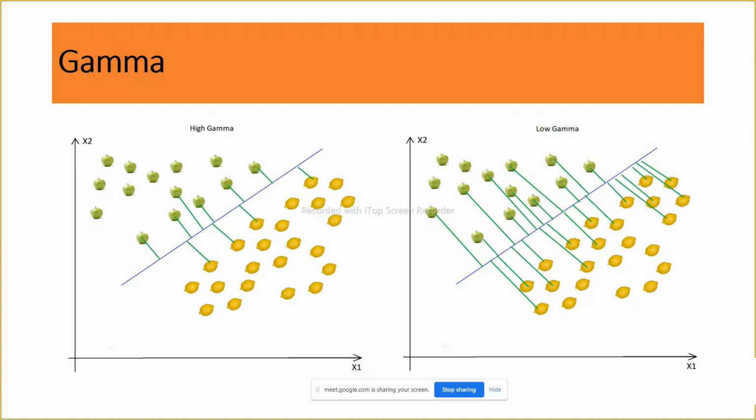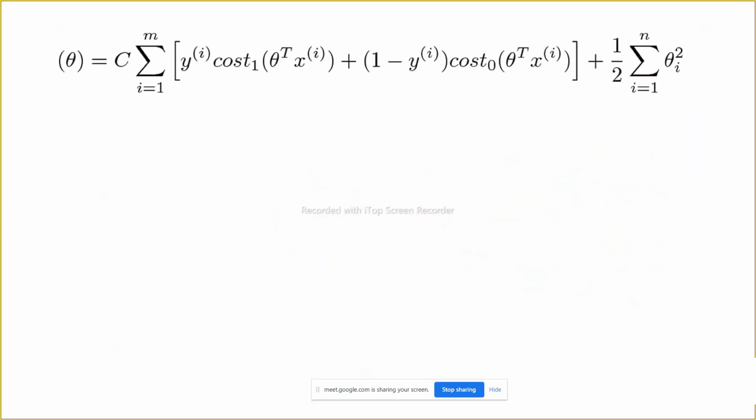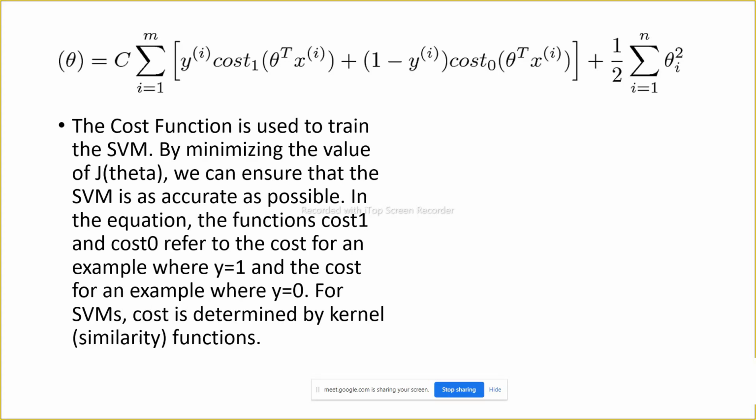This time I will try to discuss a function, called the cost function. Basically, this is another argument of the support vector machine. We can mainly use this function to train the support vector machine. By minimizing the value of theta, we can ensure that the support vector machine is as accurate as possible.